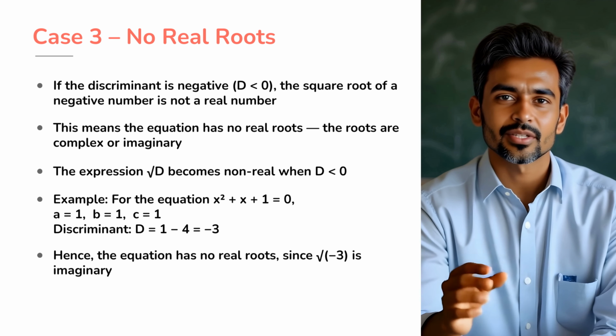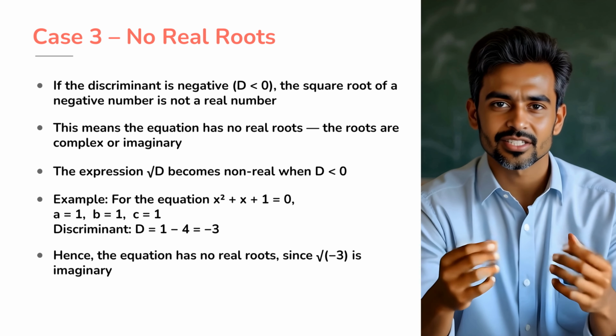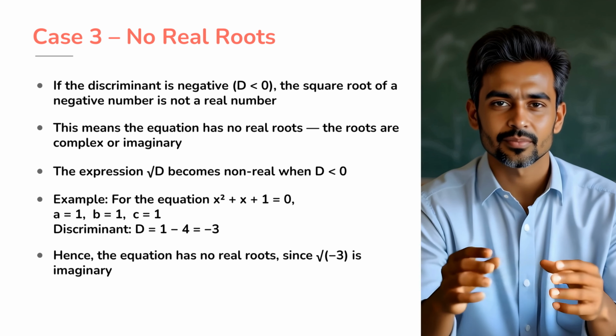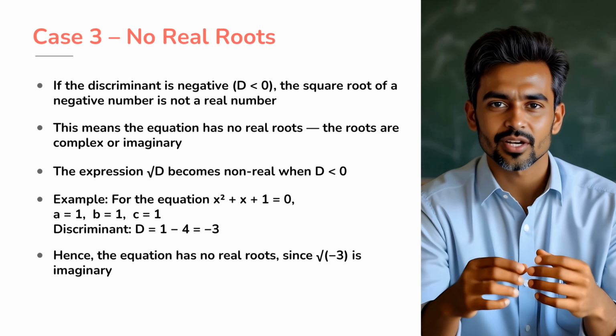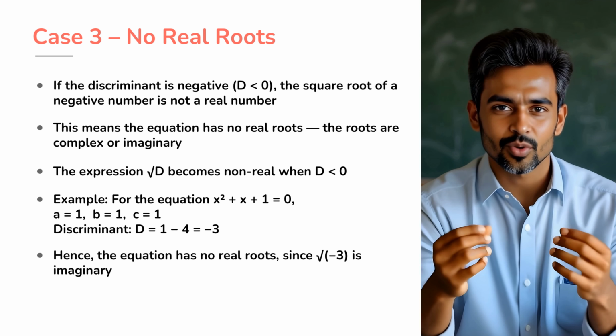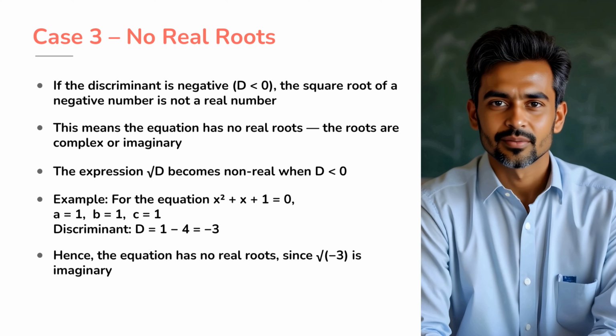Alright, now comes the interesting part. What if the discriminant is less than 0? That is, D is less than 0. The square root of a negative number is not real, it's imaginary. So, when D is negative, the quadratic equation has no real roots.